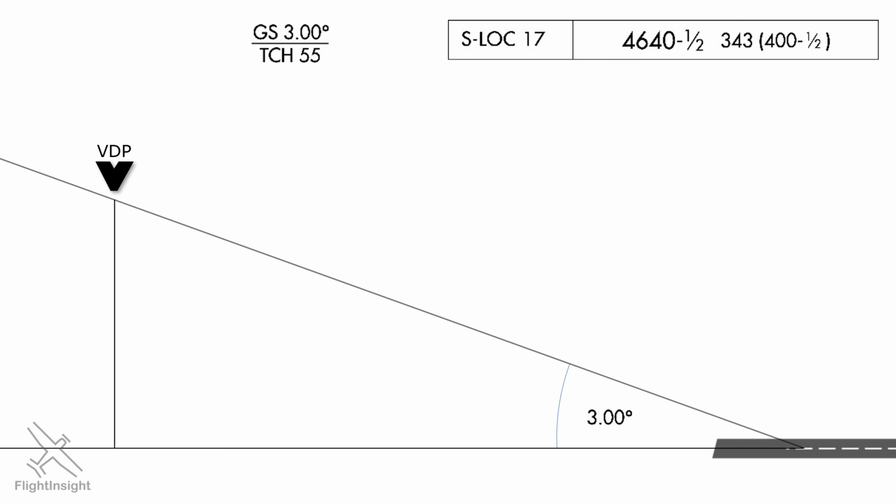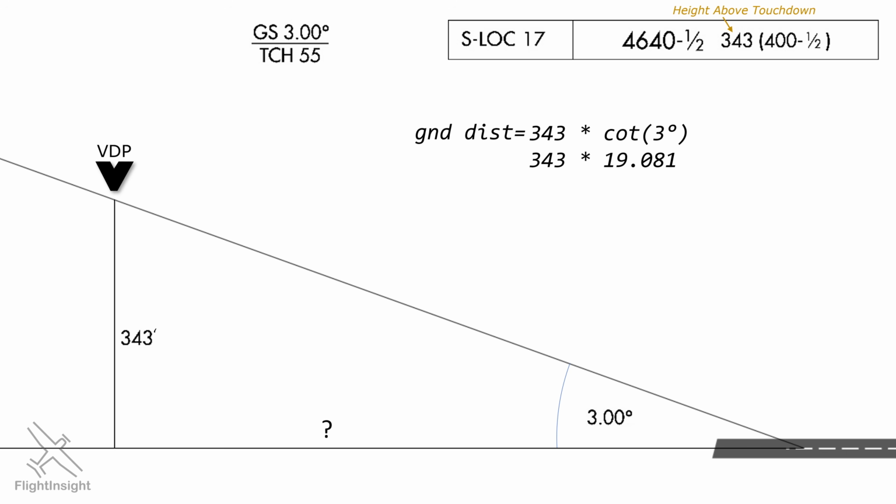It's a lot easier to take height above touchdown, which is the MDA minus the touchdown zone elevation. So here it's 343 feet AGL. We'll use that. Now, this is starting to look like high school trigonometry, right? We need to know the ground distance here from the touchdown point to the VDP. The math involves taking the cotangent of the angle and multiplying it by a height of 343. And we get 6,545 feet for the ground distance. Definitely don't worry about this math, and we'll see an easier way to approximate this in a bit, but this is how the distance on the approach plate is determined.